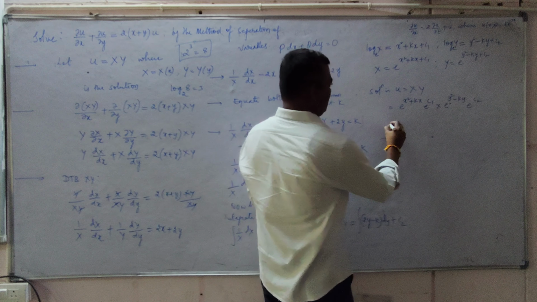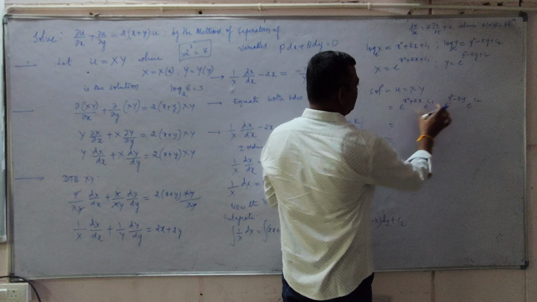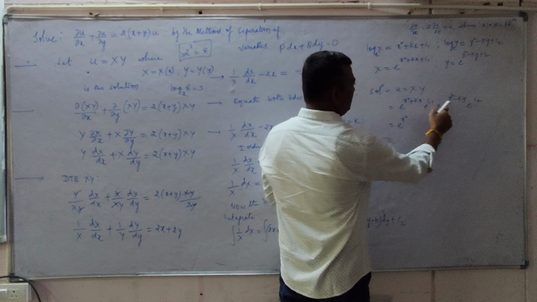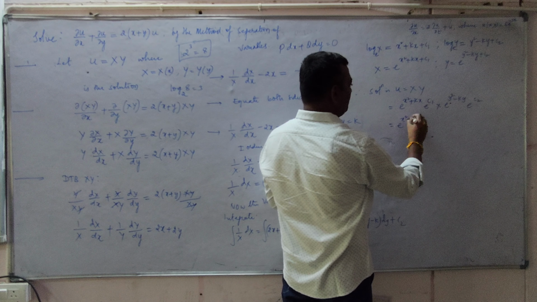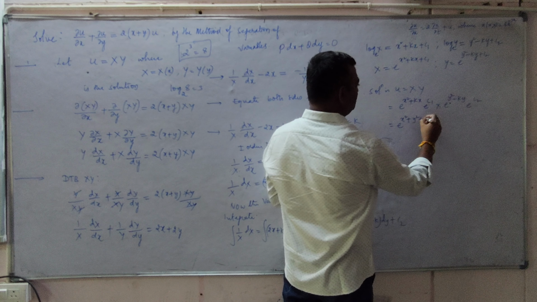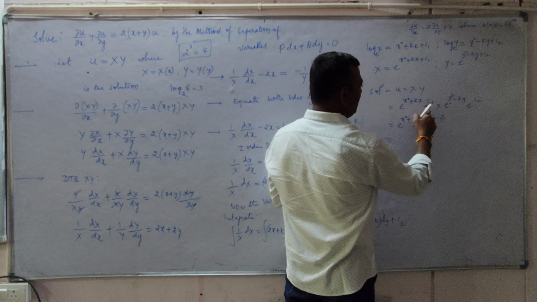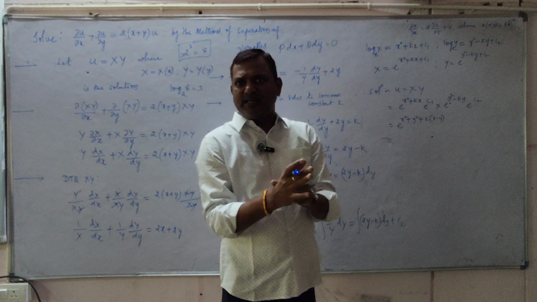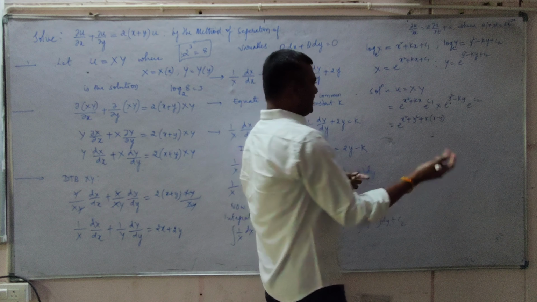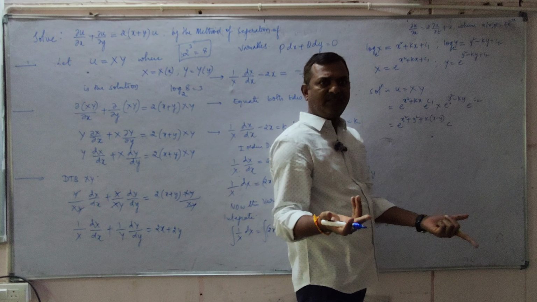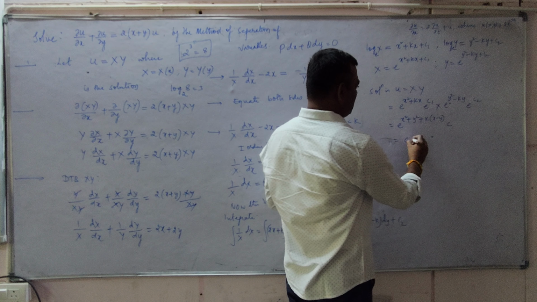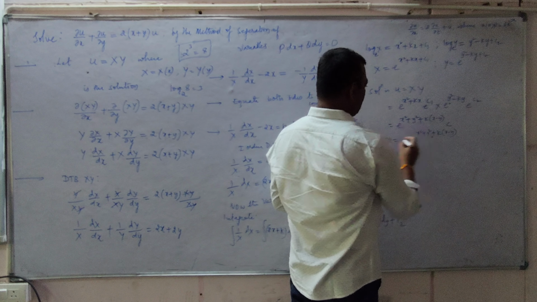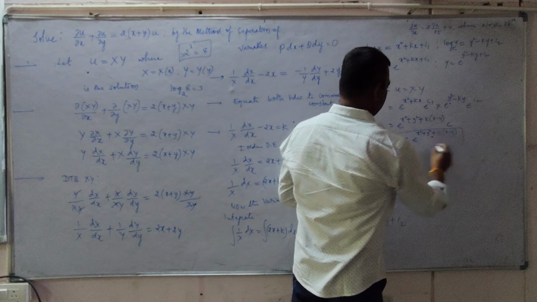Finally, how do you write this? When the bases are the same, powers are added: e power x square plus y square plus, in these two, k is common, so k times x minus y. e raised to C1 is a constant, e raised to C2 is a constant, and the product of two constants is again a constant, so you can just write C for our reference. So u is equal to C times e power x square plus y square plus k into x minus y is the solution.